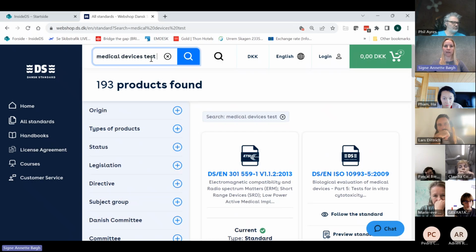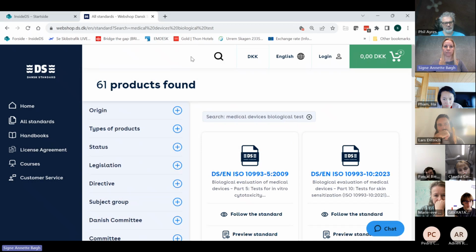So let's add another word. Let's just say, okay, what I'm actually looking for is a biological test. So medical devices, biological test. Let's do a search. Now I have 61 products I have found. So that's already, by adding more words, taking you from 800 standards to 61.